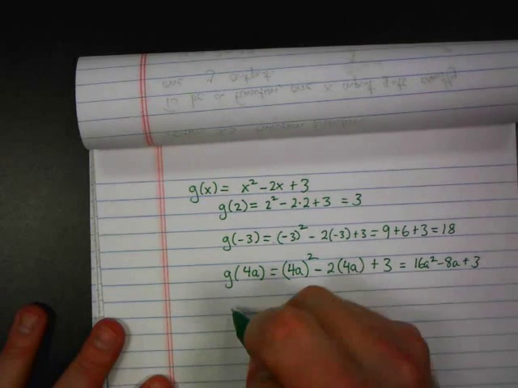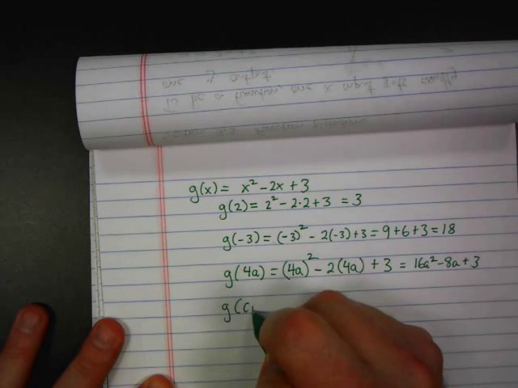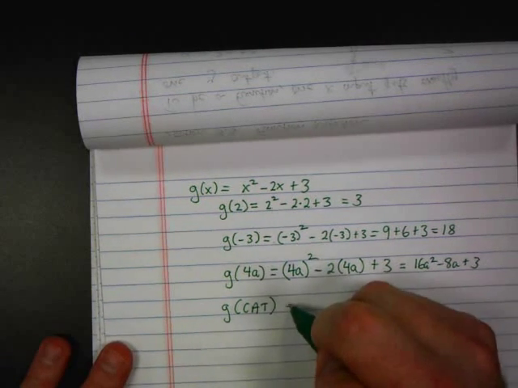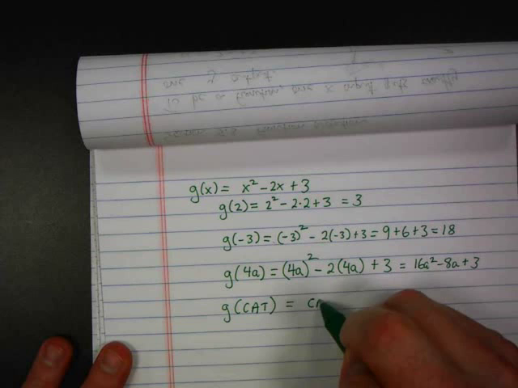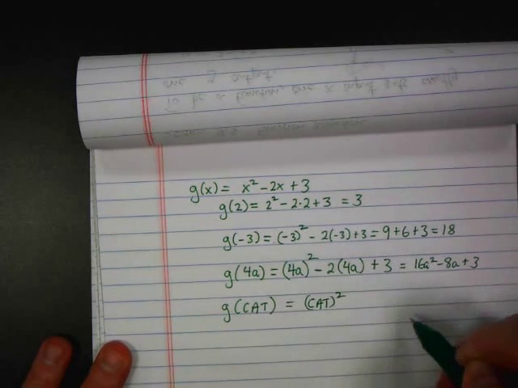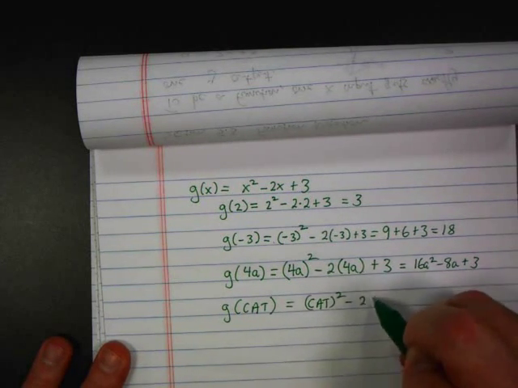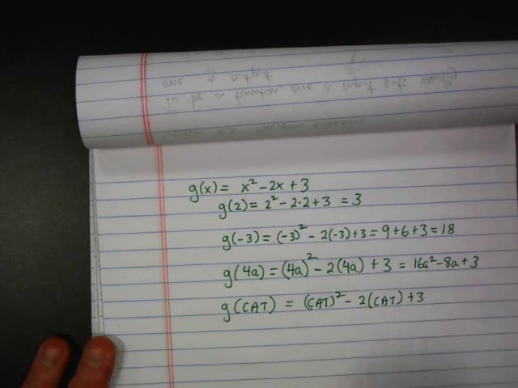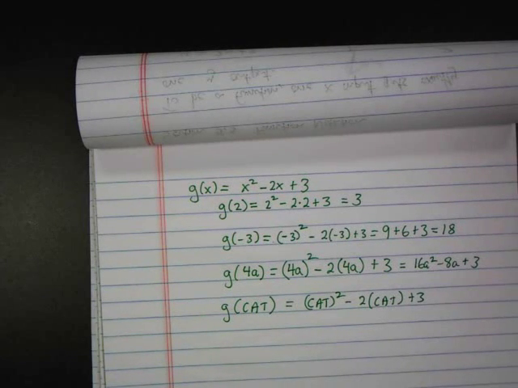What if I wrote this symbol? What would that symbol mean to do? Wherever you see the letter x, don't write the letter x anymore, right? Cat, right? C-A-T. So that would be cat squared minus 2 times cat plus 3. I have no idea what that means, but that's what that symbol would tell me to do. Wherever you see x, write cat.